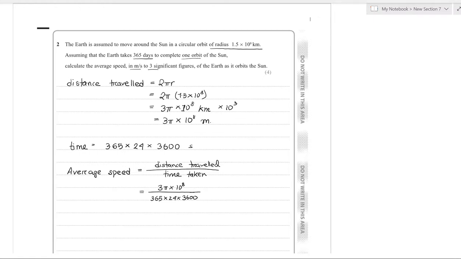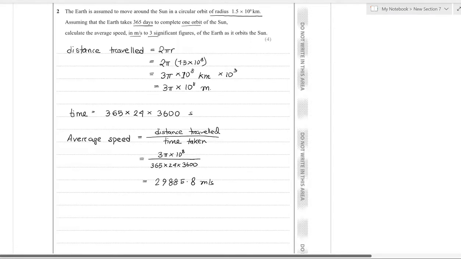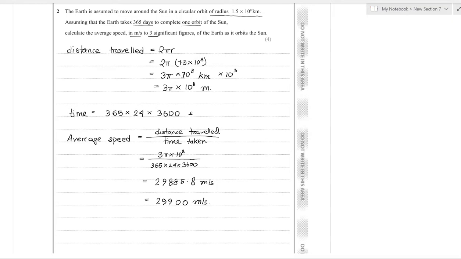29885.8, but as your question asks you to keep your answer in three significant figures, the actual calculated value is 29885.8 meters per second. But when you keep the answer in three significant figures, you get your answer as 29900 meters per second. So this is the average speed of the Earth as it orbits the Sun. I hope question number 2 was clear enough for you all to understand.